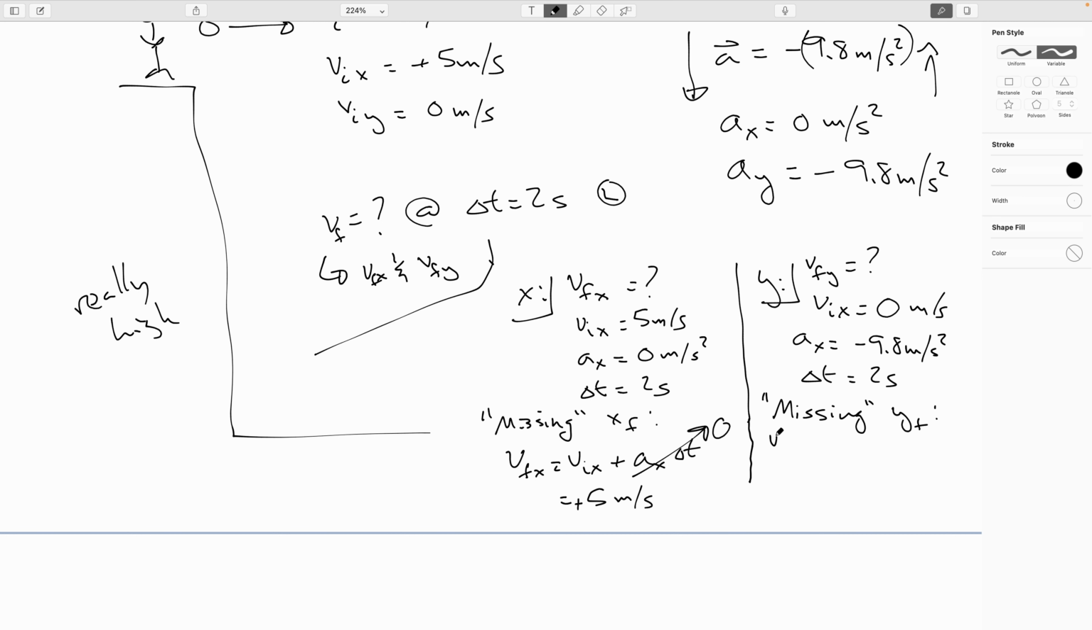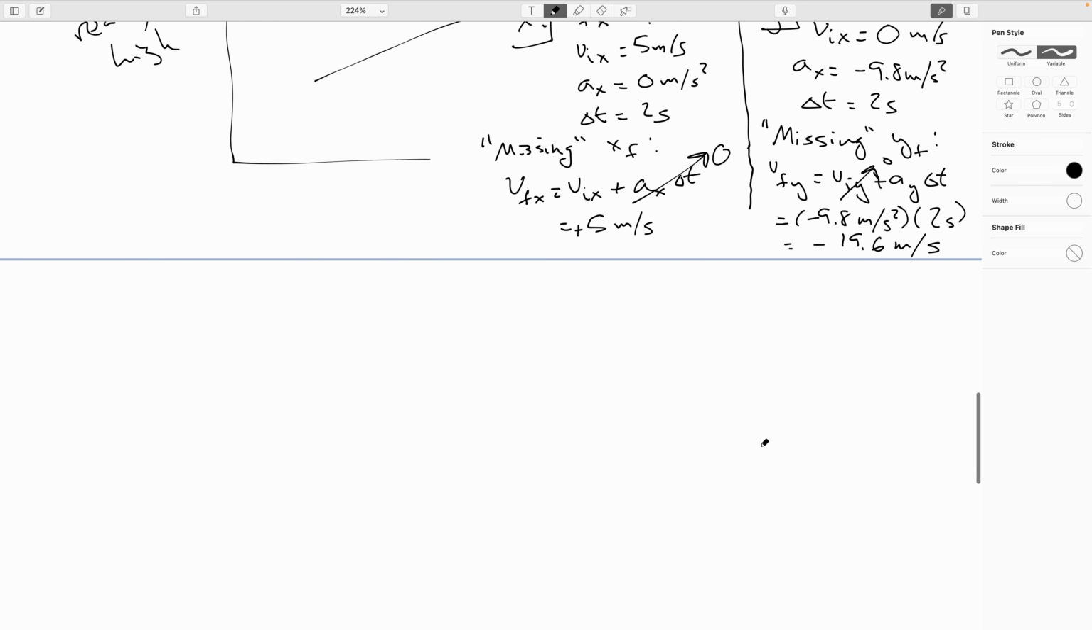So then we can say that v final y equals v initial y plus a sub y delta t. V initial y is 0. So this will be minus 9.8 meters per second squared times 2 seconds to give us minus 19.6 meters per second, because 1 power of seconds cancels against 1 power of seconds there.